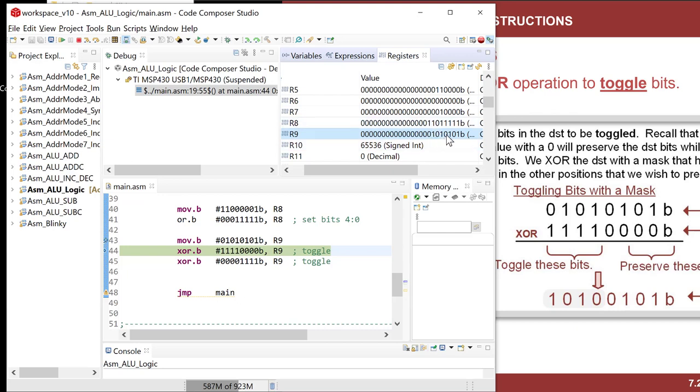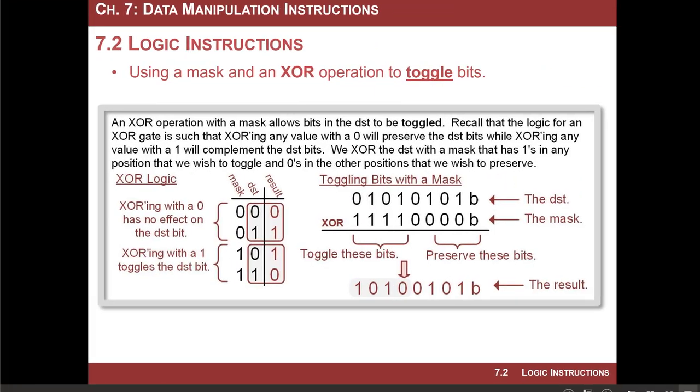It's 0101, 0101. Watch what happens when I do this XOR with 11110000. It is going to toggle the upper four bits of the destination. Boom. Look at that. It worked. Now I'm going to toggle the lower four bits. Watch this. Watch R9 right there. Boom. And that is bit masking.